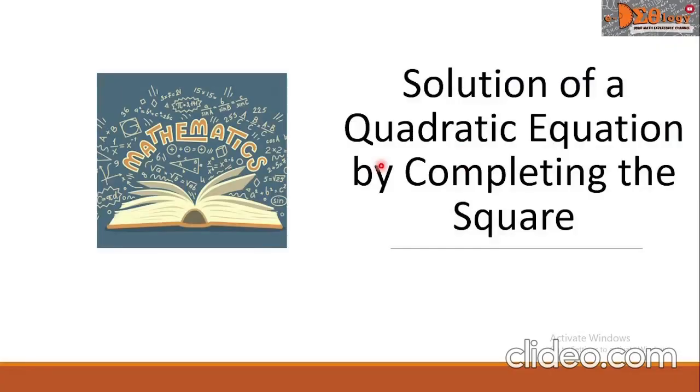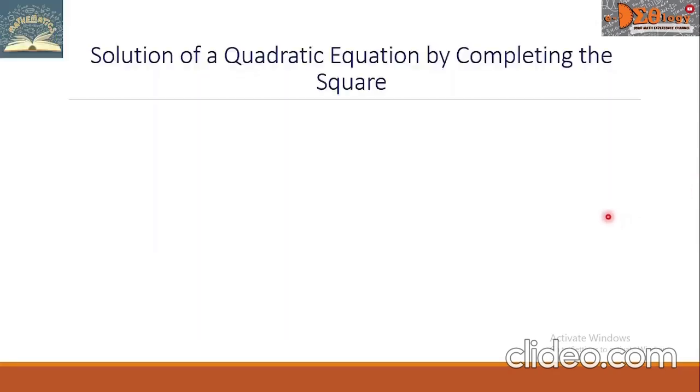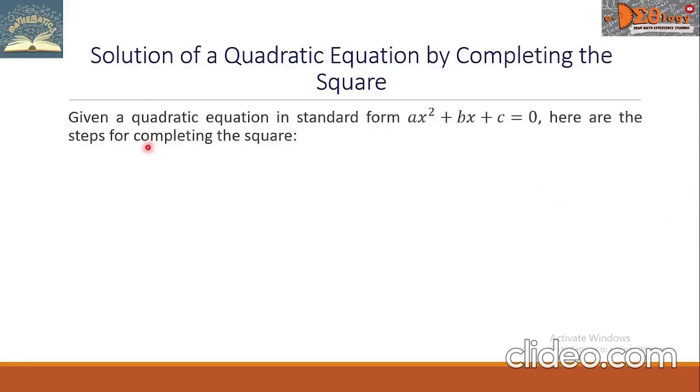Hi everyone. Today we're going to study solution of a quadratic equation by completing the square. Given a quadratic equation in standard form, ax squared plus bx plus c equals 0.